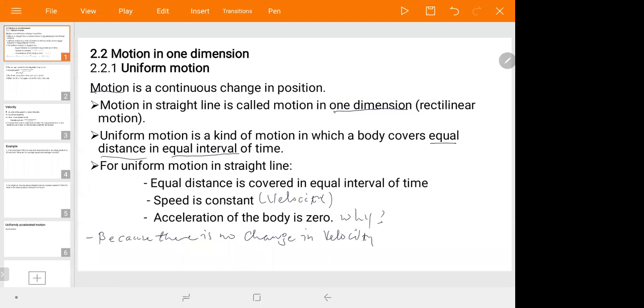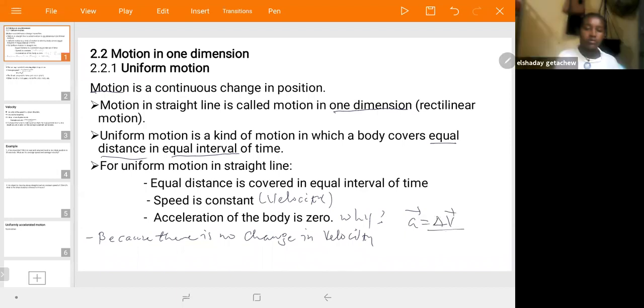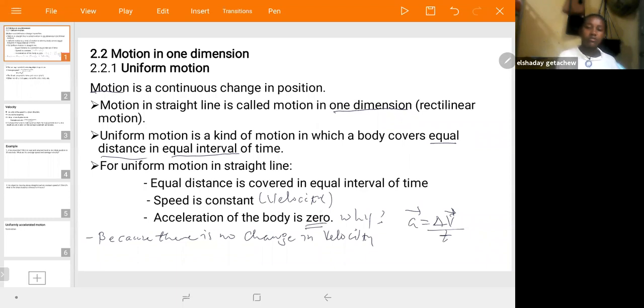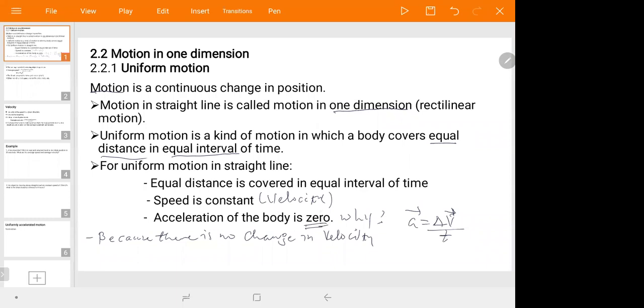If there is no change in velocity, your acceleration becomes 0. Why? For acceleration is equal to change in velocity over time taken. If your final velocity and the initial velocity are equal, then final velocity minus initial velocity is 0, and 0 divided by the time is 0. Not only because the initial velocity is at rest, but because they are equal.